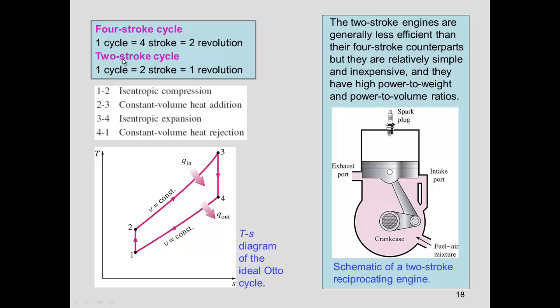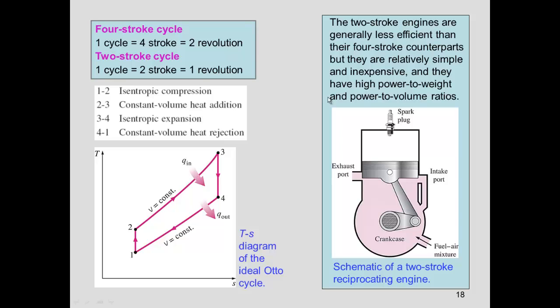We have a variation of this, which is the 2-stroke cycle. In that cycle, you can see in this diagram that the intake port and the exhaust port are connected. So we need just 1 revolution to complete the 2 strokes, and those 2 strokes will complete one cycle. These are used for very simple machines like motorcycles, little machines.